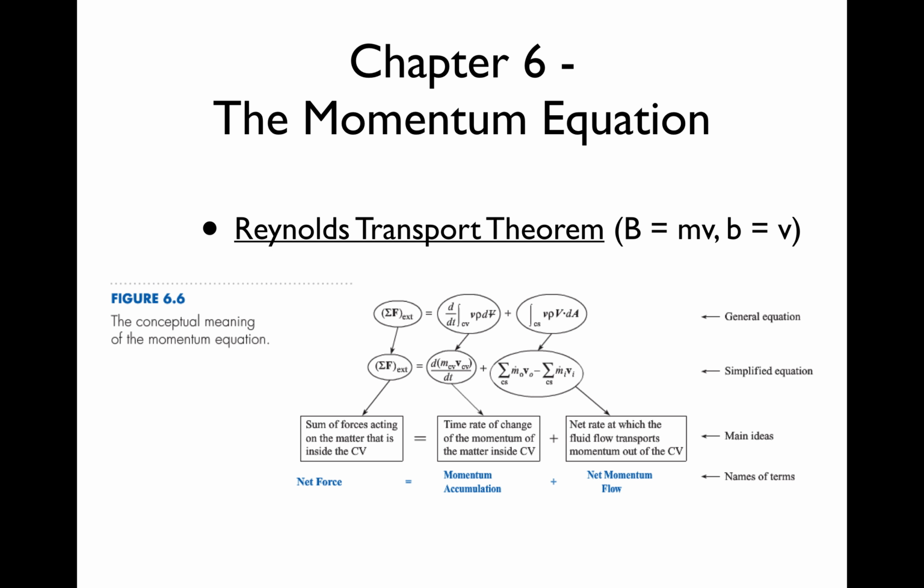And this reduces to an equation that is the sum of the forces acting on the matter inside the control volume equal to the momentum accumulation. That is the time rate of change of momentum of matter inside the control volume. As we've mentioned before, this is normally 0 for our situations, but not always, not in general. And the momentum accumulation is added to the net momentum outflow. So that's the outflows minus the inflows, and that's the net rate at which fluid flow transports momentum out of the control volume through the control surfaces.